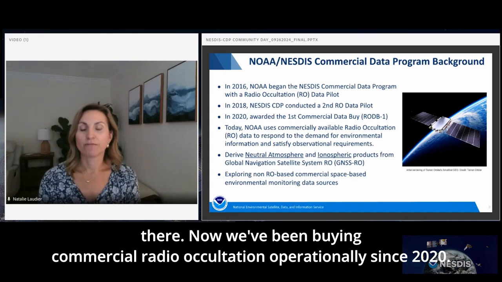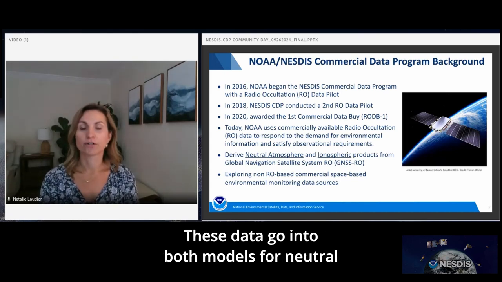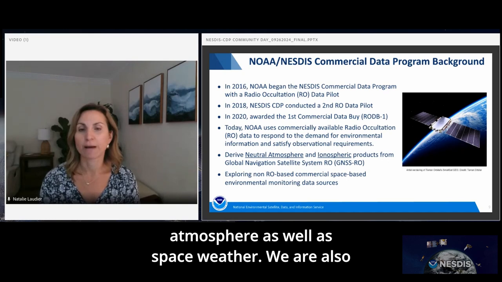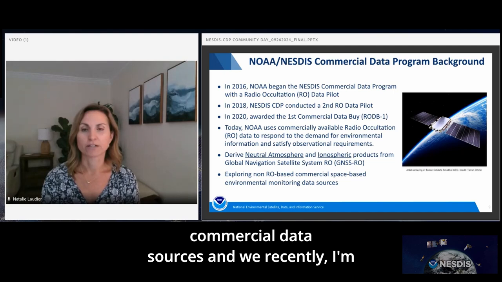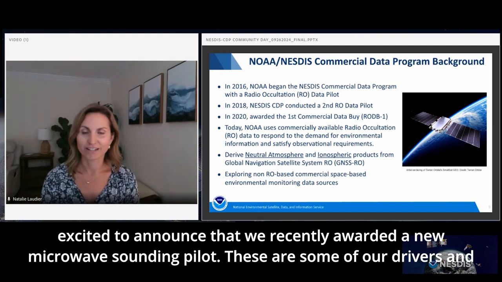Now, we've been buying commercial radio occultation operationally since 2020. These data go into both models for neutral atmosphere as well as space weather. We are also very interested in exploring our non-RO based commercial data sources. And I'm excited to announce that we recently awarded a new microwave sounding pilot.